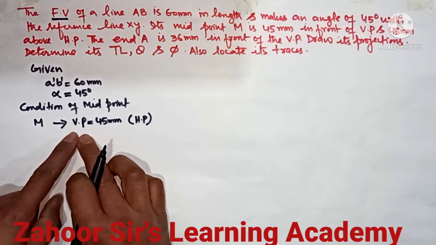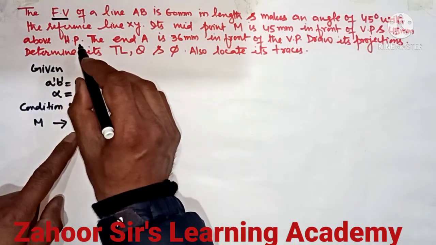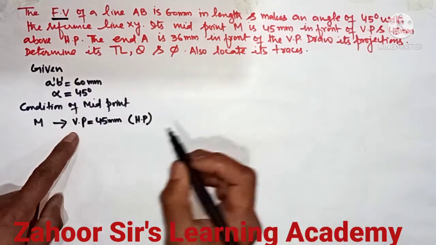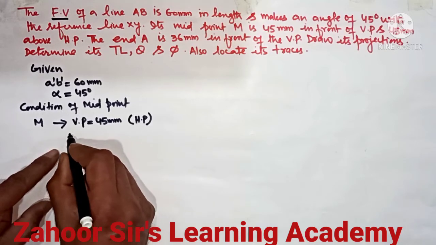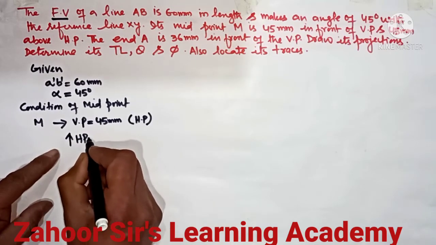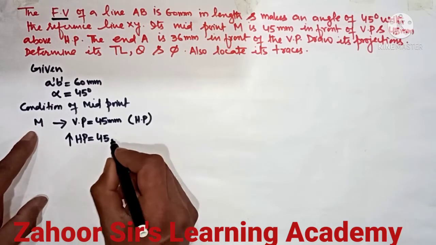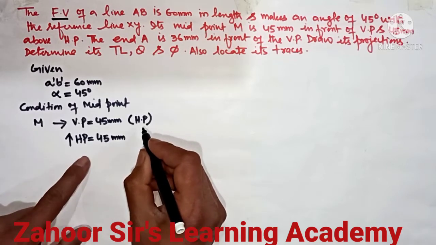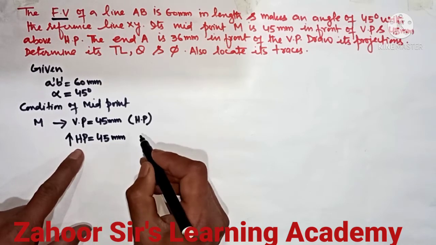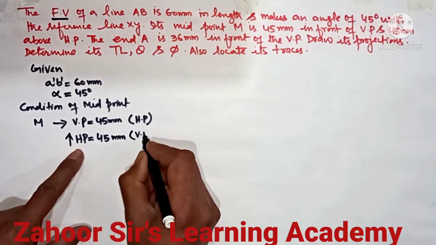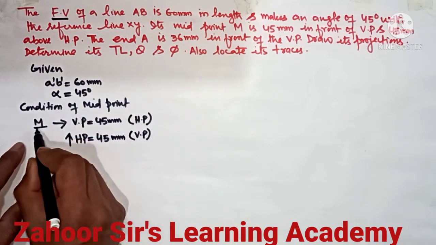This is a very important thing which I am mentioning over here. And 45 mm above HP, and something which is above HP can be seen on VP. So above HP, and it is again 45 mm, that midpoint is 45 mm above HP. As I said, something which is above HP can be seen in VP in case of a front view. So that's what I'm writing here, VP. Now, this is condition 1.